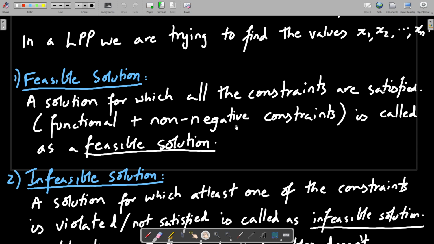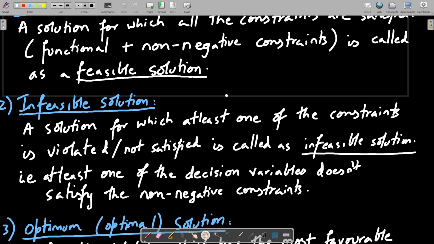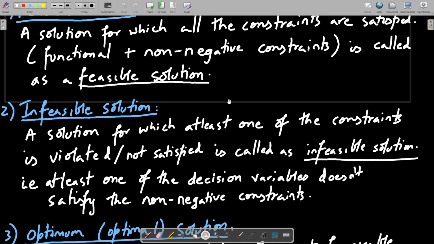It's a solution for which all the constraints are satisfied, that is, functional constraints as well as the non-negative constraints. Functional constraints are those inequalities, and non-negative constraints say that xi should be greater than or equal to 0. This is called a feasible solution. The negative of that is an infeasible solution. A solution for which at least one of the constraints is violated is called an infeasible solution.